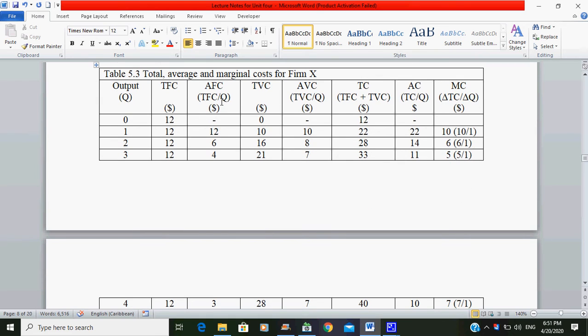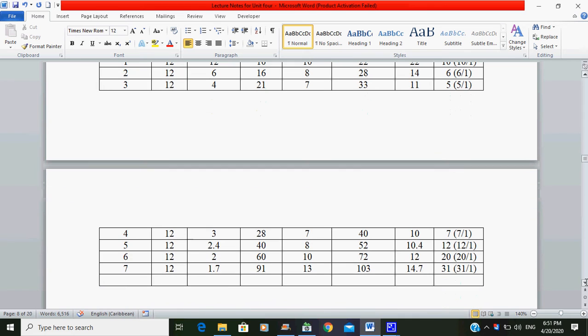Alright. This is total fixed cost. Average fixed cost is what? Total fixed cost divided by quantity. So for this case, 12 divided by 0 gives you 0. 12 divided by 1 gives you 12. 12 divided by 2 gives you 6. 12 divided by 3 gives you 4, and so on. Total variable cost is coming from the table in 5.2. Average variable cost would be total variable cost divided by quantity. 0 divided by 0 is 0. 10 divided by 1 gives you 10. 16 divided by 2 gives you 8. 21 divided by 3 gives you 7. 28 divided by 4 gives you 7, and so on. Alright, so you calculate average variable cost.